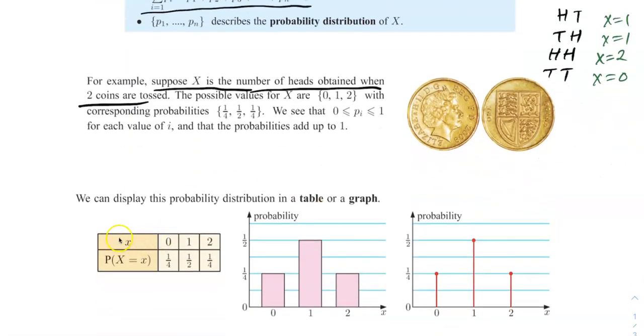Now that we know this, so this is saying 0 heads, 1 head, and 2 heads, and we have the probability distribution. There are lots of ways you can show it. One way is a bar graph. So here's 0, that happens 1/4 of the time, 1 happens 1/2 of the time, and 2 happens 1/4 of the time. Or you could do what's called a spike graph. Either way is fine.